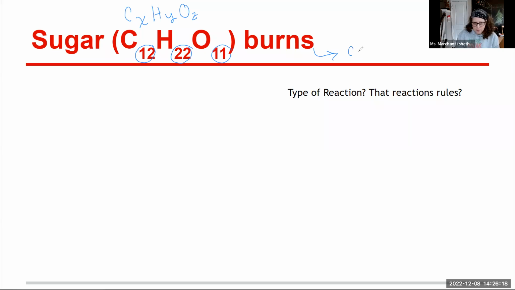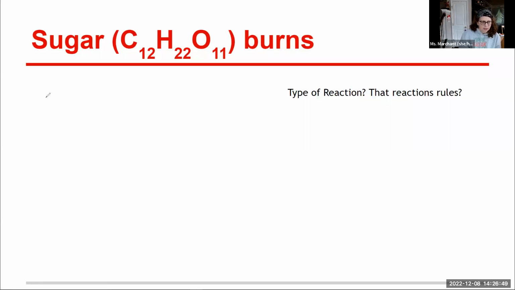Remember, when it says burns, it means the other reactant is going to be oxygen gas. And our products for any hydrocarbon combustion are going to be carbon dioxide and water. When you are doing these problems, always balance it so that you get the most information. Even on the quiz, if it doesn't ask you to balance it, it might still want you to balance it to make sure you are selecting the right product for the item.